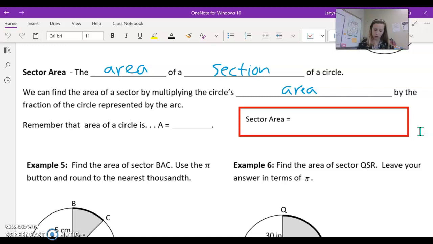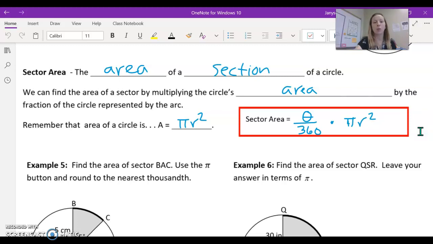So area, if we recall, is pi r squared. So our formula is just like arc length, where you have the angle over 360, because remember 360 is an entire circle, times the area for a whole circle, pi r squared.